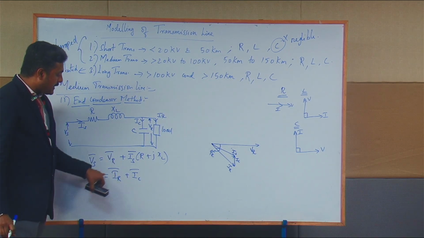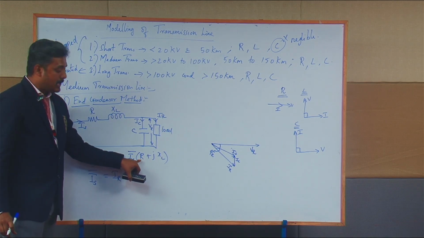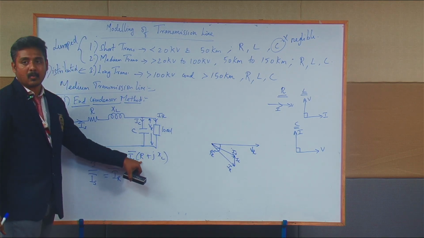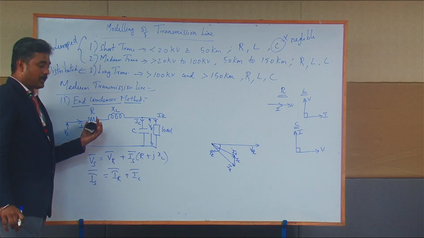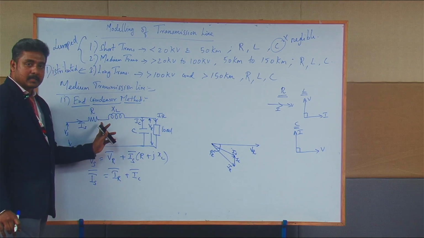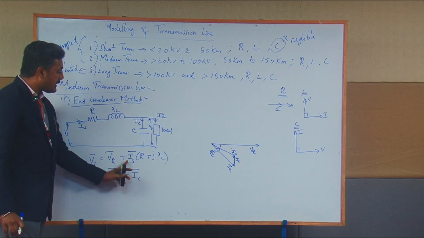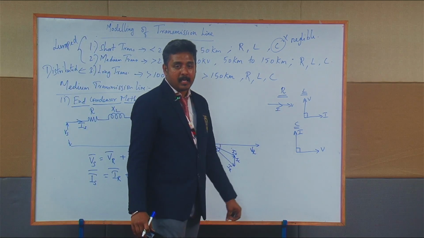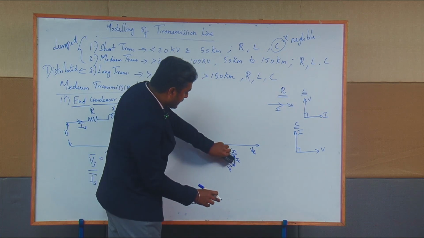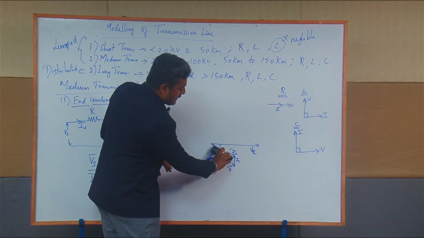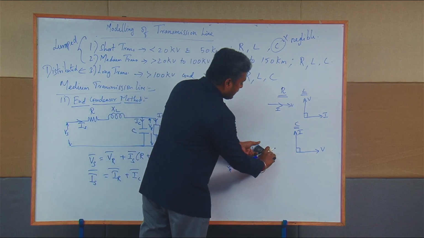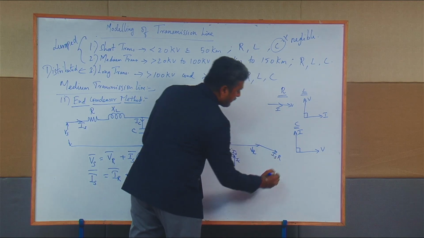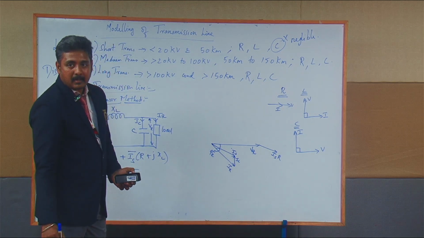After finding this Is vector, you can draw the Is into R vector and the Is into XL vector. The Is into R vector is nothing but the voltage drop across this resistance. What is the current flowing in this resistance? The Is vector. Is and Is into R will be in phase. For a resistance, current and voltage will be in phase. Therefore, I have taken this Is vector here, and I am going to draw the Is into R vector parallel to the Is vector.